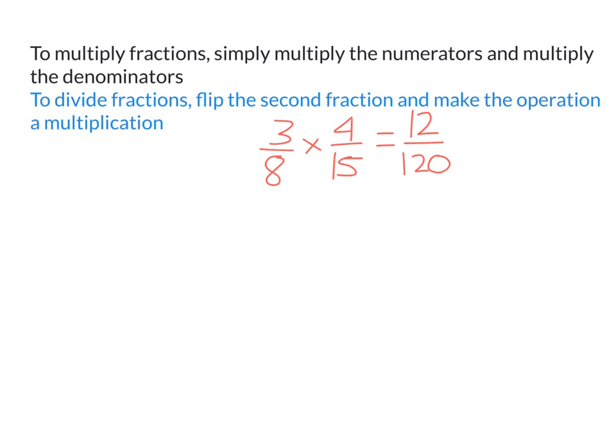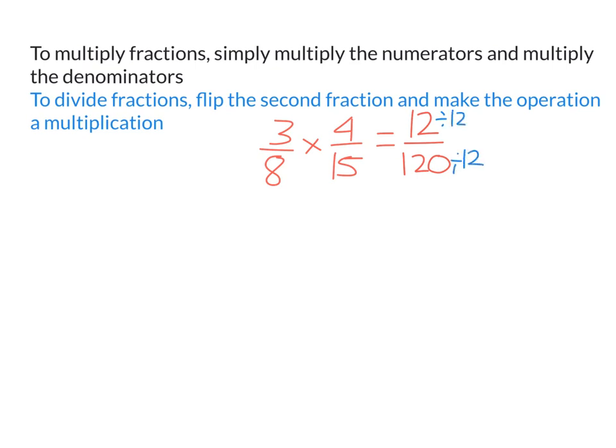Now, when you're multiplying, you need to check that your answer's simplified. So this fraction here is not simplified because 12 and 120, numerator and denominator, have a common factor. So simplifying a fraction means we don't change its value, we just write it with smaller whole numbers. So to simplify this fraction, what we can do is divide the top and the bottom by the highest common factor, the highest number that goes into 12 as well as 120. So the highest number that goes into 12 and 120 is 12. So I can divide the top by 12 and the bottom by 12.